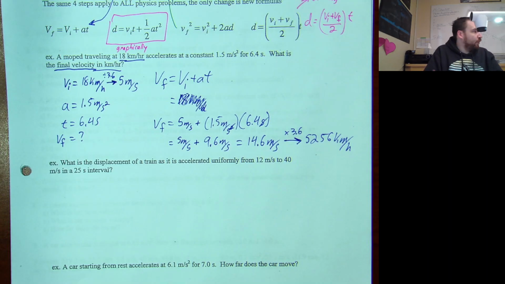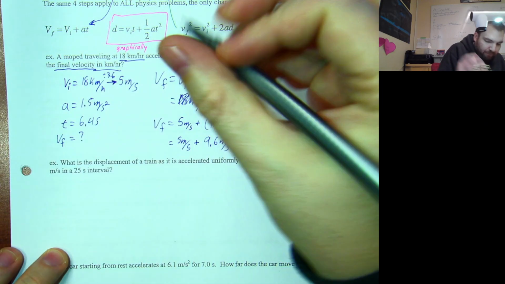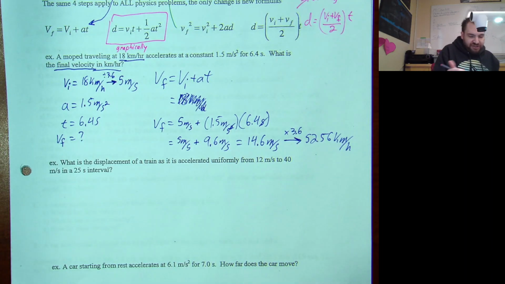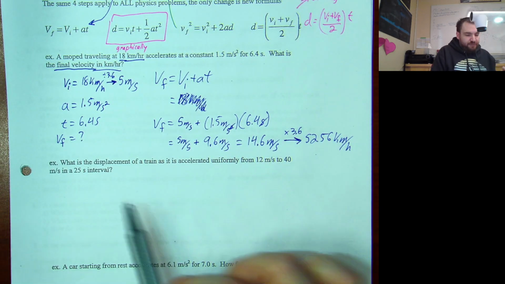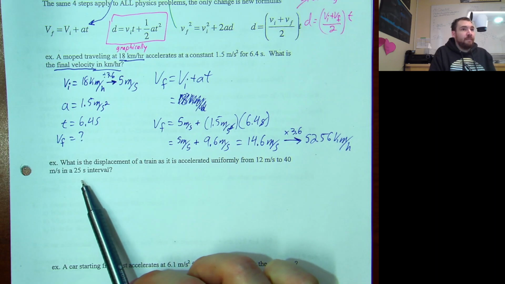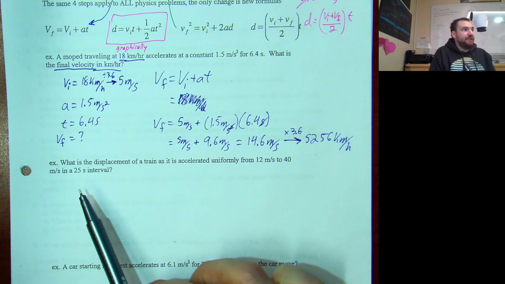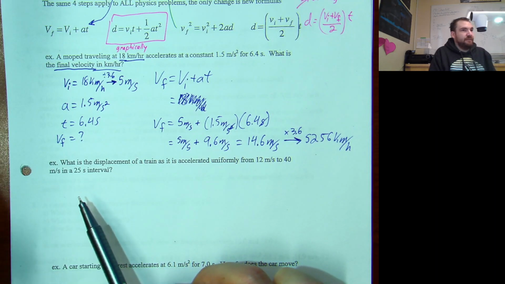I want you to write down what you know. Just categorize it nicely somewhere. I don't particularly care where. I generally do it right here. But put it all together and pull it out of the question. So we know if we're going from 12 meters per second to 40 meters per second in a 25-second interval, what values have we just been given? Connor.